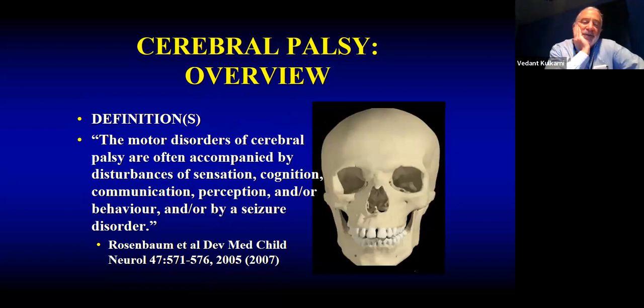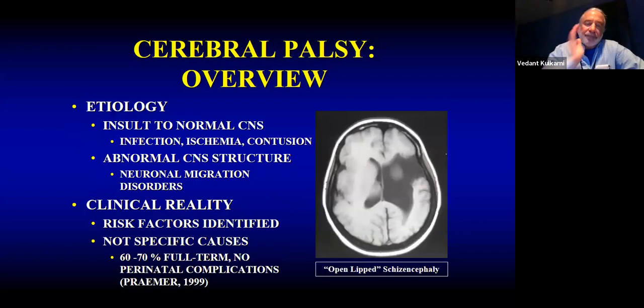As orthopedic surgeons, it's important that we recognize that the motor disorders of CP are often accompanied by other significant problems related to disturbances of sensation, cognition, communication, perception, behavior, and seizures. CP may be the consequence of an insult to a normal central nervous system. Examples would be infection, ischemia, or contusion that occur in utero.